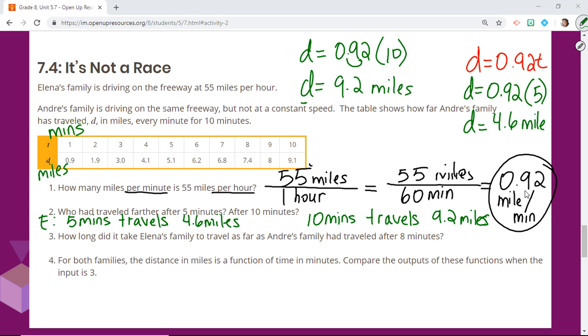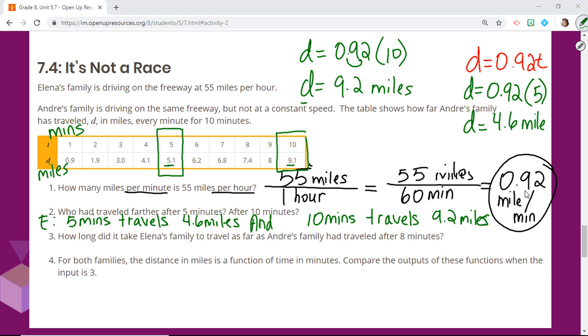All right, so now let's look at Andre's family in the table. In 5 minutes, this makes it a little easier, we see that Andre has traveled 5.1 miles. And in 10 minutes, Andre has traveled 9.1 miles. So who travels further? Let's look at 5 minutes. In 5 minutes, Andre travels 5.1, and Elena only travels 4.6. So who travels further? Andre does.